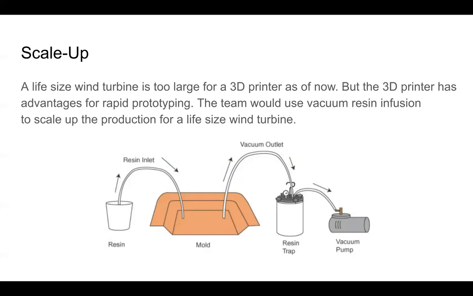For scale-up opportunities, a life-size wind turbine is currently too large for a 3D printer, but the 3D printer has advantages for rapid prototyping. If the team were to use this for real-life production, the team would use vacuum resin infusion to scale up the production, as this is what's used to produce boats. And as you see, a vacuum pulls the resin through the mold, and then you just take the mold out and you have your part.